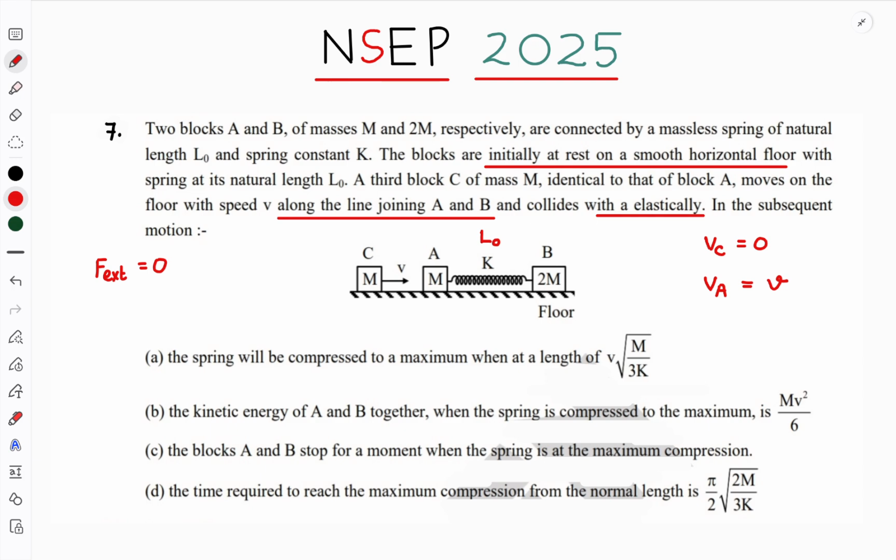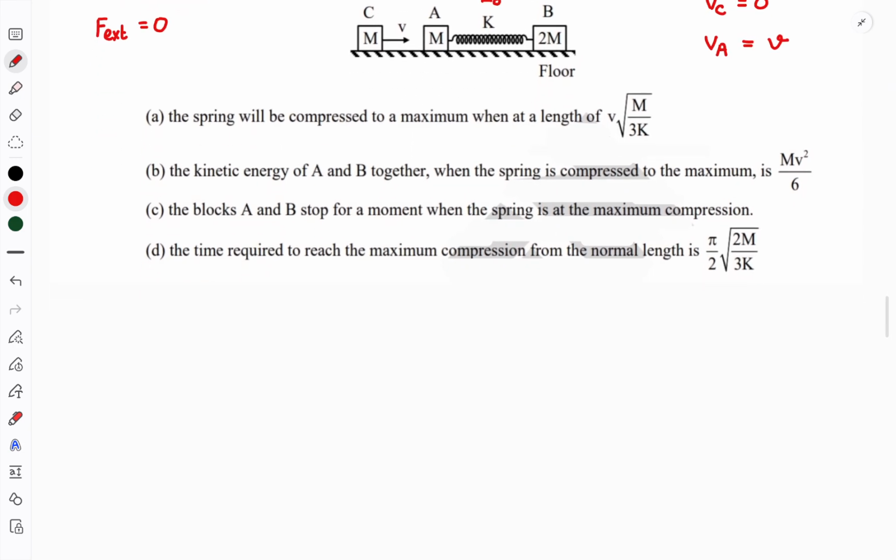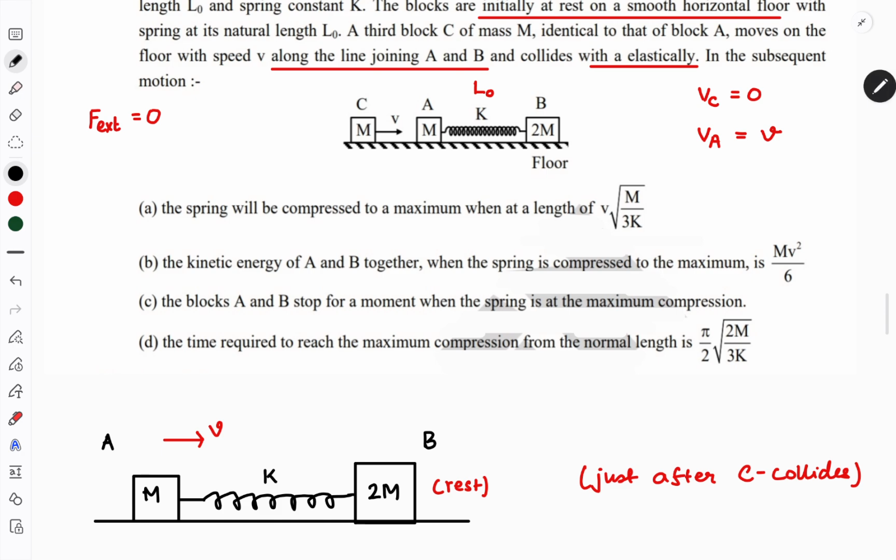Now the next thing we discuss is what happens at maximum compression. At maximum compression, both A and B will start moving together with the same velocity. This is also confusing sometimes for students to understand, so let us understand this. Let me draw the diagram and then we'll continue with the discussion.